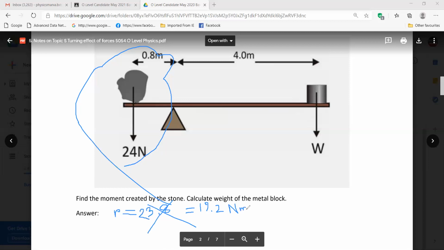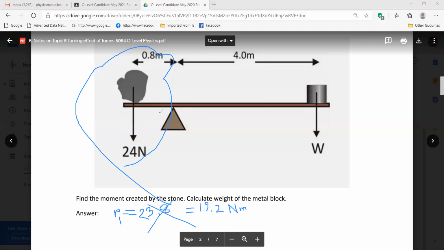Then they are asking you to calculate the weight of the metal block. How will you do it? Weight equals mass into gravitational field strength. You are not given any mass even, right? So how can we find this weight?